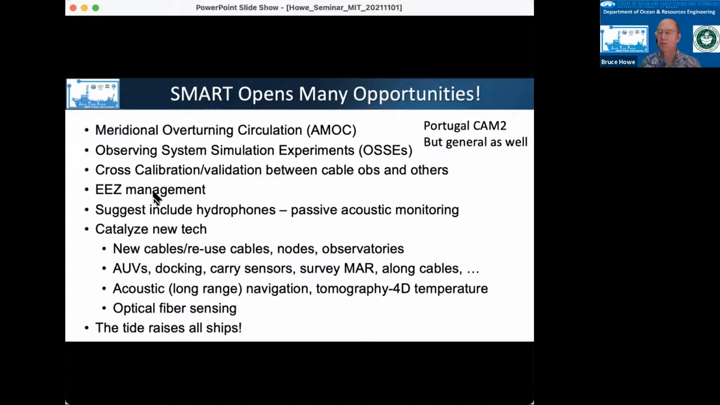Another aspect of this we haven't touched on yet is that to manage these economic zones, one needs data. And so this can help provide that data. And there's more and more attention being paid to illegal fishing, and so perhaps by including hydrophones and passive acoustic monitoring, we can help in detecting ships running without AIS and so on, and acting illegally.